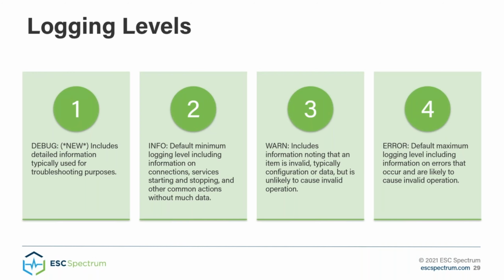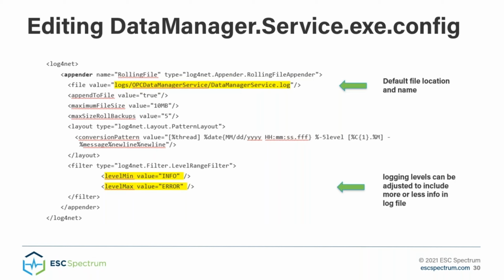You can adjust this logging level in the .config file that I mentioned earlier, in the log4net section of this file, in the highlighted lines shown here. The logging levels can be adjusted to have more or less info in the log file. So error is the max and info is the least.